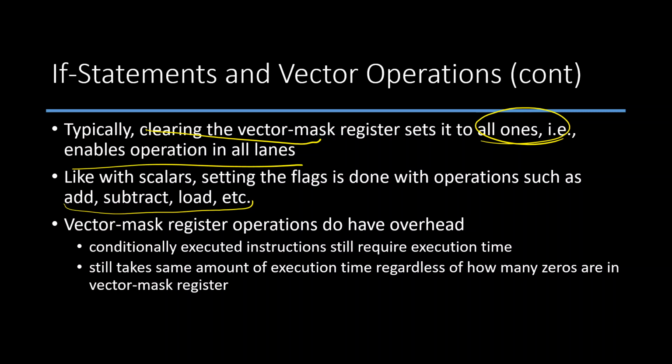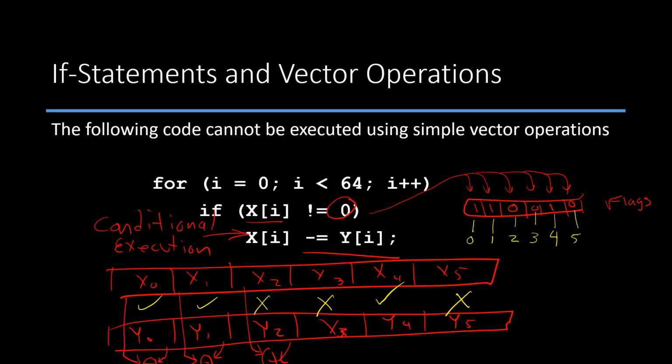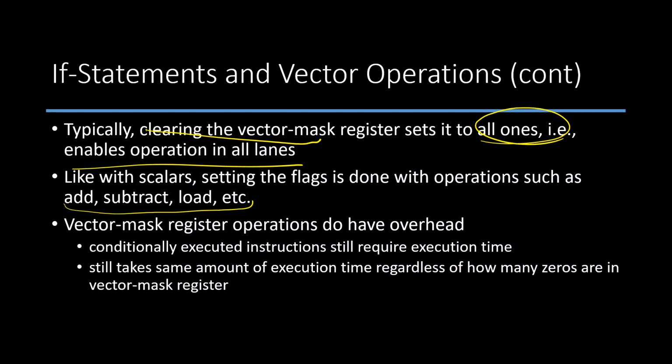Notice that whenever we go back up to here, even though there were 0s in some of the flags for the lanes, that still was an execution cycle. So we didn't save any time or any speed by not executing those lanes. The instruction is still performed on the vectors. It's just whether or not we are storing the result. So it still takes the same amount of time regardless.